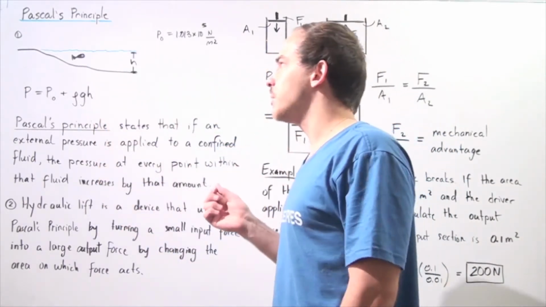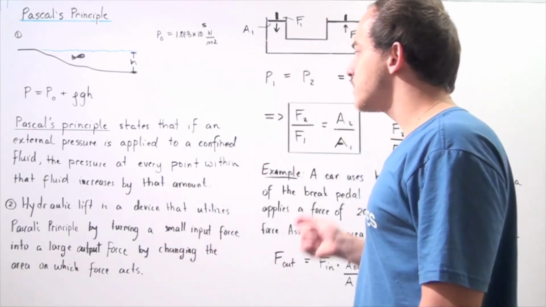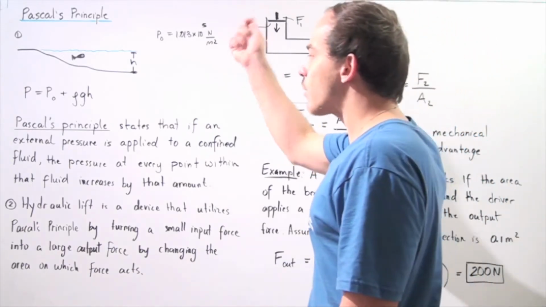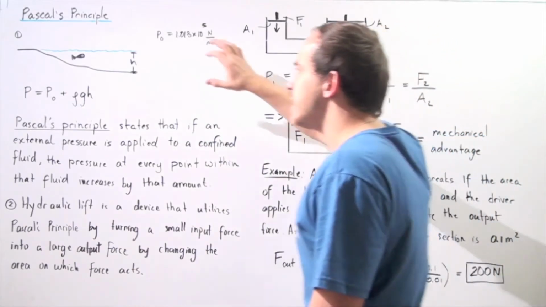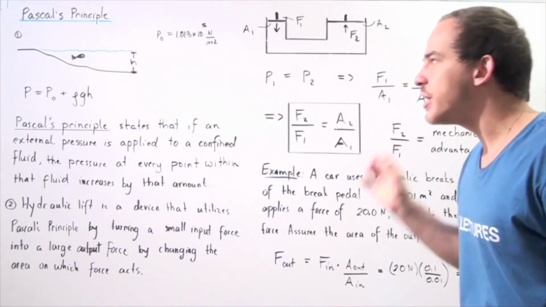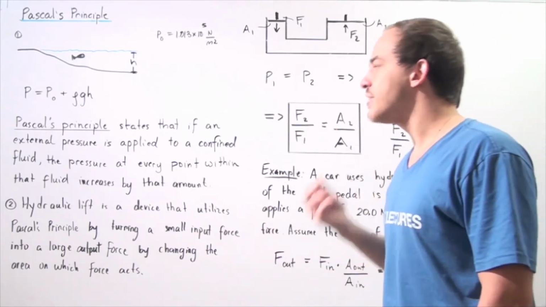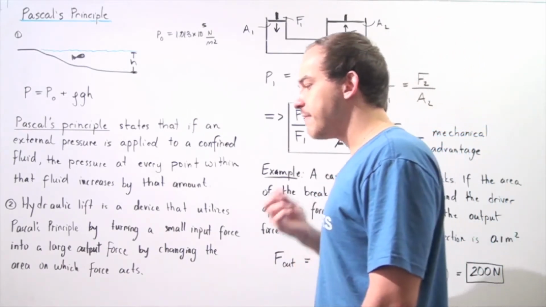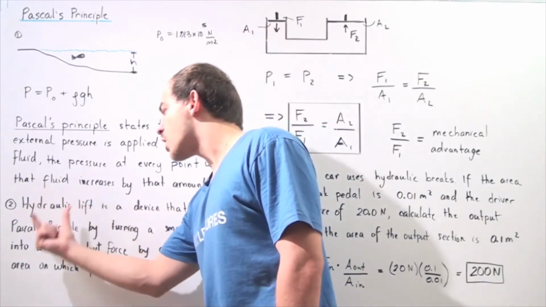Now, this principle is known as Pascal's principle. Pascal's principle states that if an external pressure, in this case our atmospheric pressure, is applied to a confined fluid, in this case our lake, the pressure at every point within that fluid increases by that external amount. Now, a very common device that utilizes Pascal's principle is the hydraulic lift.